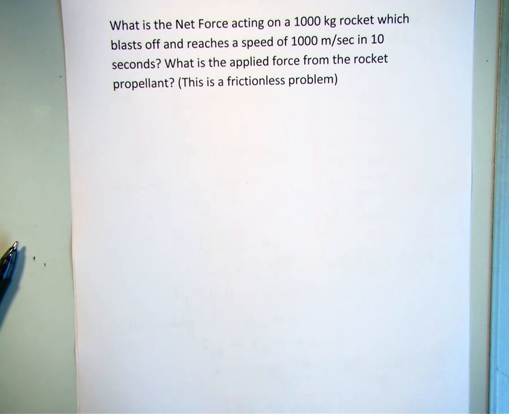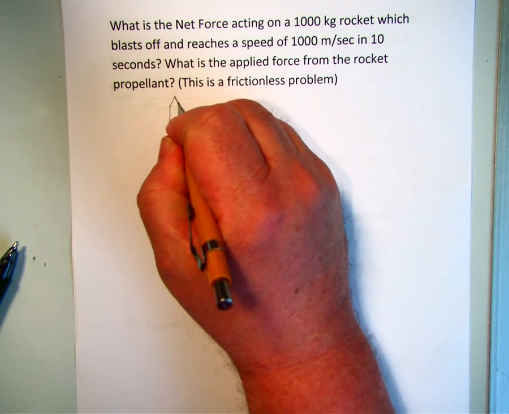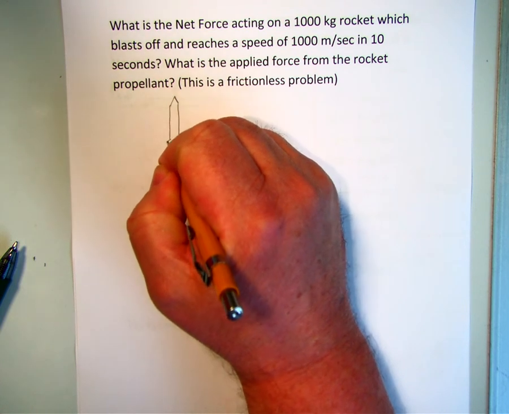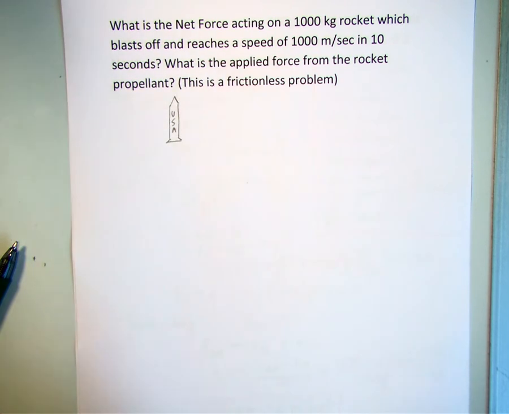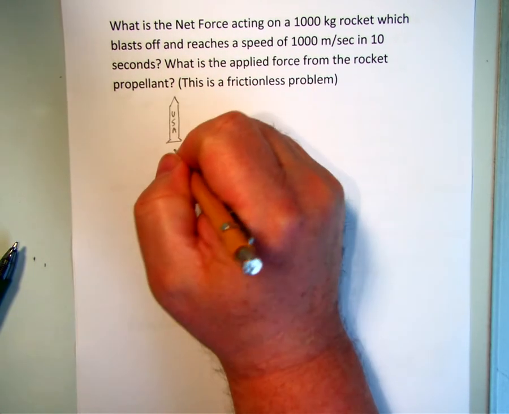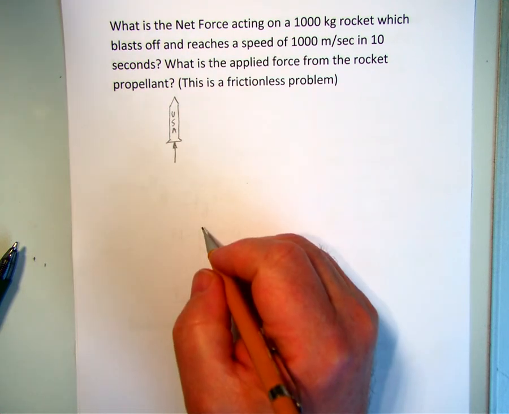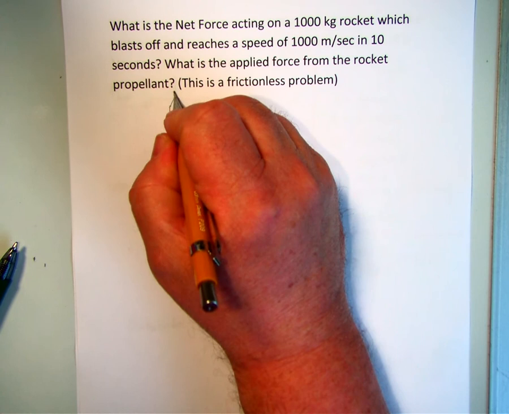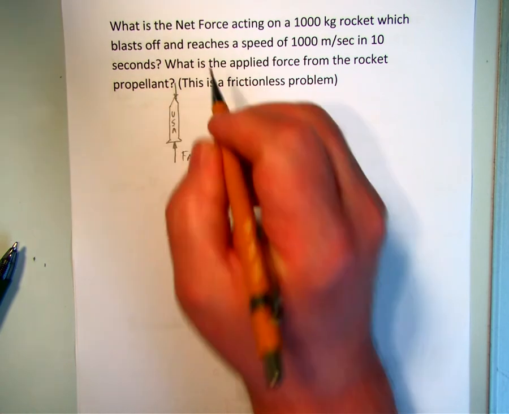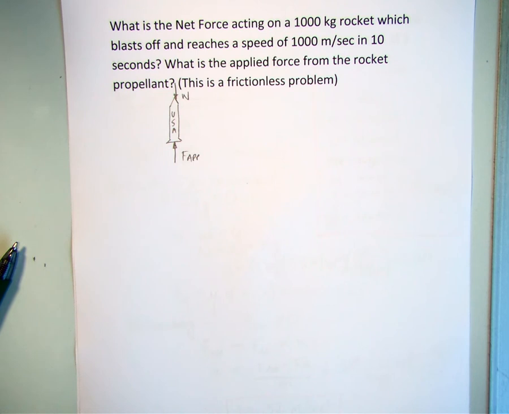So let's take a look at this problem, and to begin to understand the problem, we're going to draw a little drawing. So we draw a rocket. USA. We're going to put the forces on the rocket. There's an applied force pushing it up, isn't there? And there is a weight force that's resisting that.